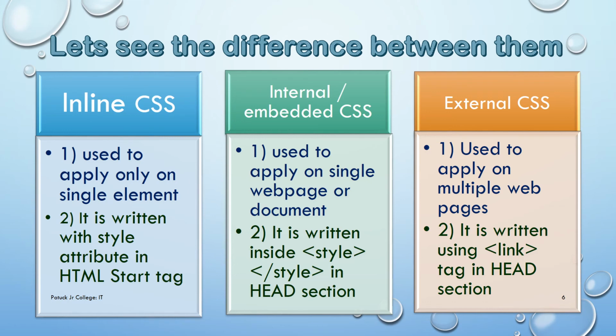Now see the difference between these 3. Inline style is used to apply only on a single element, meaning a single tag. Take a single tag, the paragraph tag, and then write down the style for that single tag. We are using inline CSS. Inline CSS is written with the style attribute in the HTML start tag. Internal or embedded CSS is used to apply on a single web page or document. It is written inside the style and style tags in the head section.